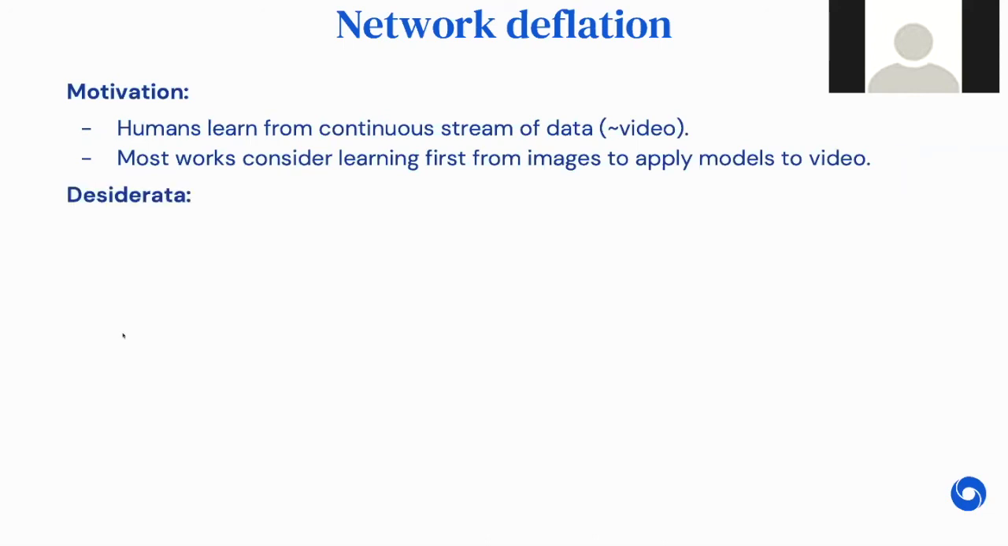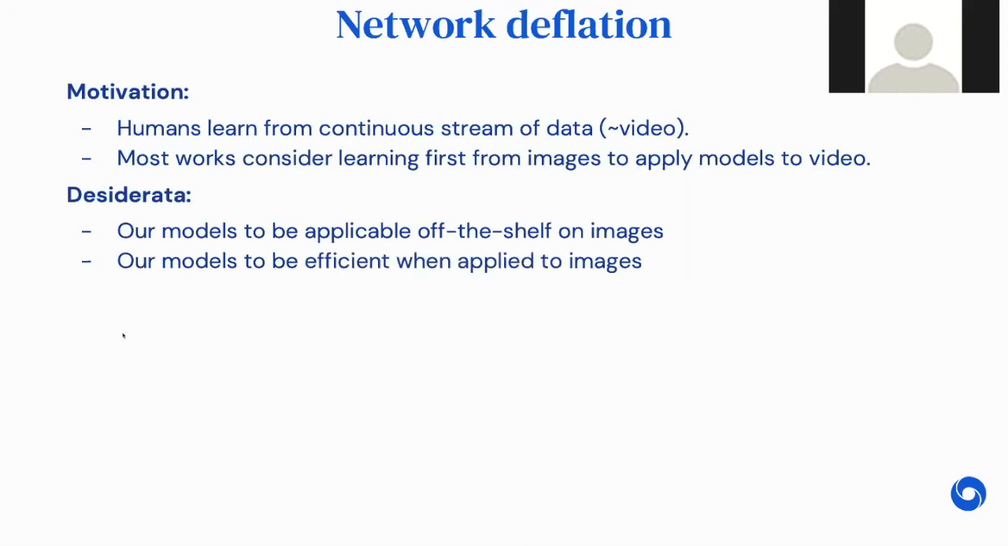So instead, in this work, we wanted to do the opposite, meaning we want to learn from video and then transfer to images. What we wanted to do exactly is to have our models be applicable off the shelf on images without any adaptation. And we wanted that to be efficient when applied to images, because when we have a video, we have multiple frames, but when you have one image, you don't want to have the same cost as running on the full clip.